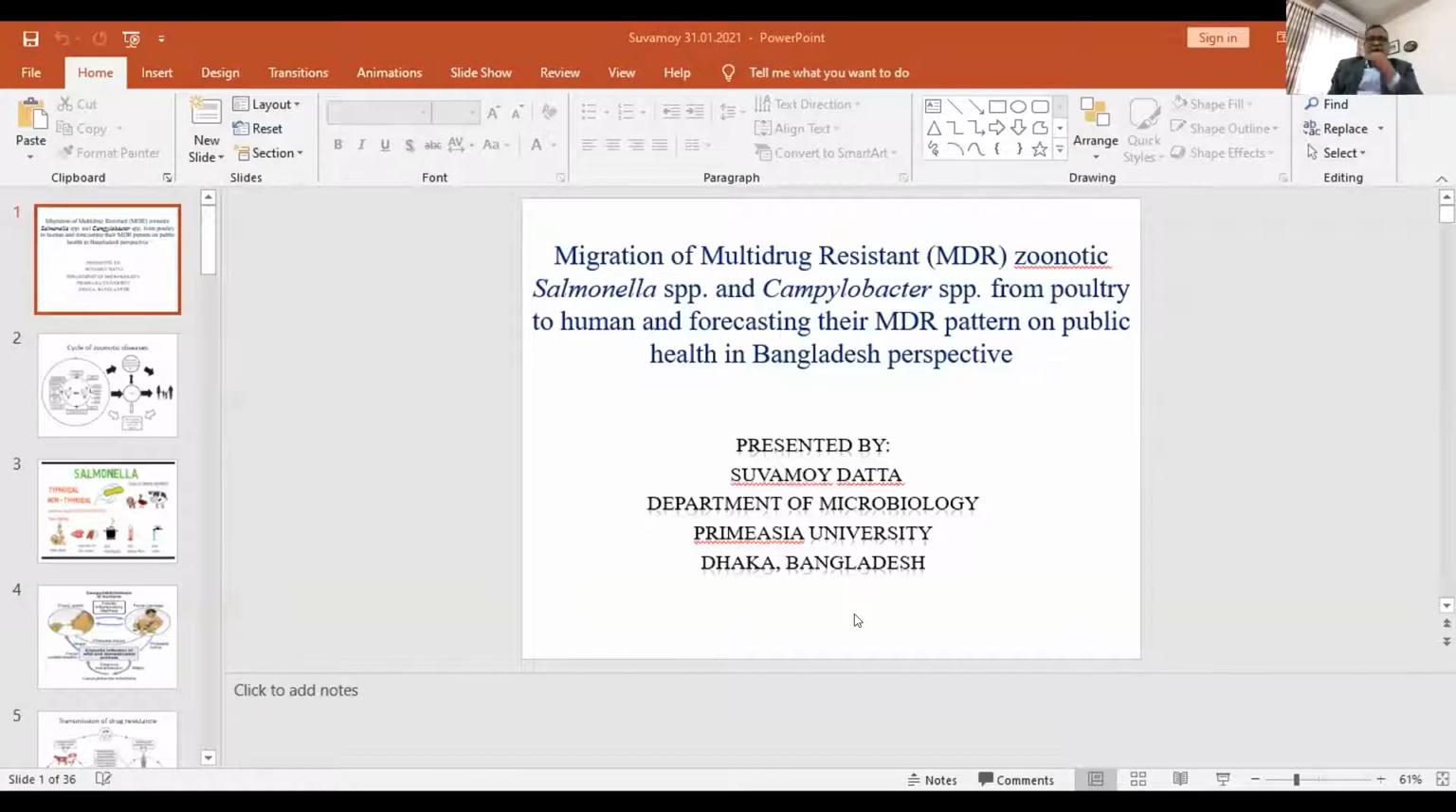Actually, I am working on the multi-drug resistance pattern of pathogenic bacteria, and in another project I am working on zoonotic diseases. So I want to present my research related to zoonotic diseases, because COVID-19 is also a zoonotic disease. We know it started from the Wuhan city market, an animal or fish market. It was introduced last year. I would also like to present my research on the migration of multi-drug resistant zoonotic Salmonella species and Campylobacter species from poultry to humans, and forecasting their multi-drug resistant pattern on public health from the Bangladesh perspective. Part of this work I presented last year, before the pandemic, in the USA at the American Applied Microbiological Society as a plenary speaker in Maryland.